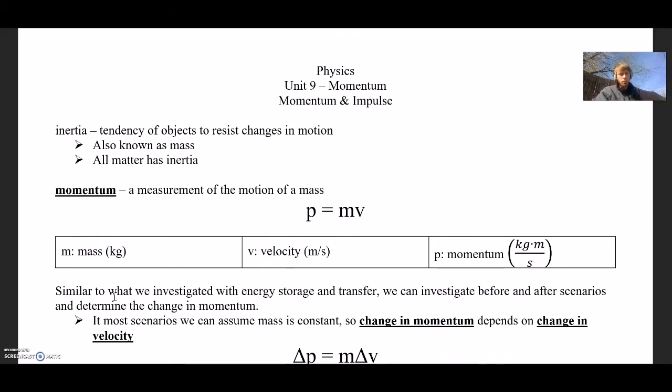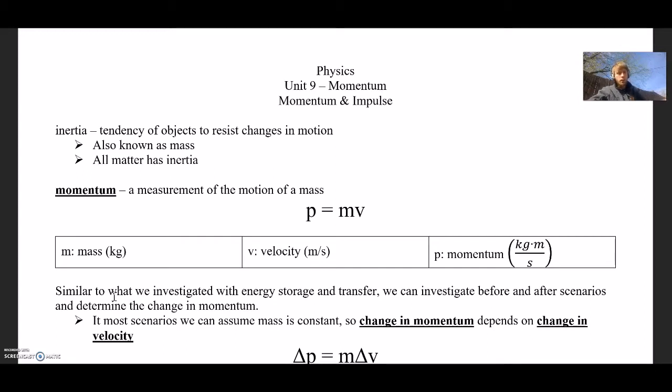We talked about back when we were introducing forces back in December, the idea of inertia, which is the tendency of objects to resist changes in motion, or, simply put, objects keep doing what they're already doing. And we call this mass. So if something has a lot of mass, it's going to be harder to make it start moving if it's not moving, and it's going to be harder to make it stop moving if it already is moving.